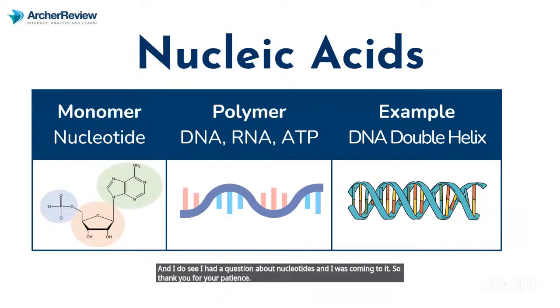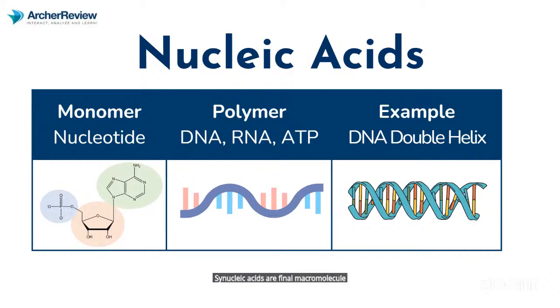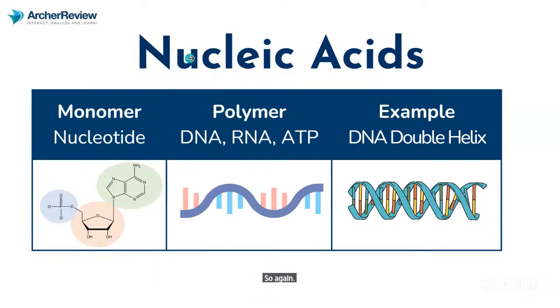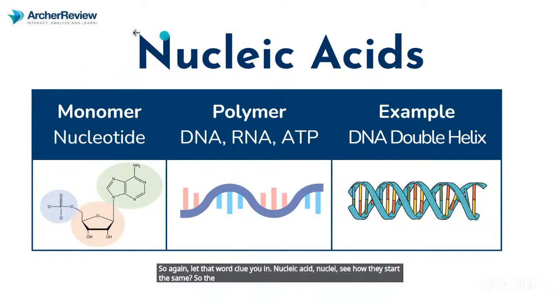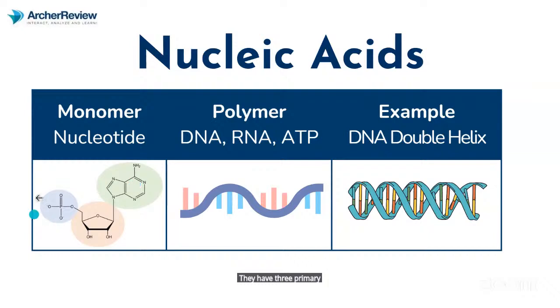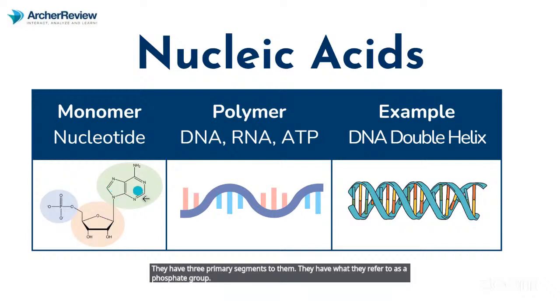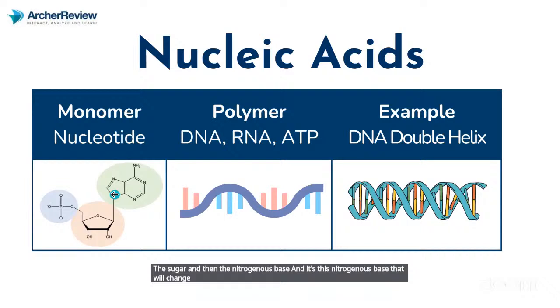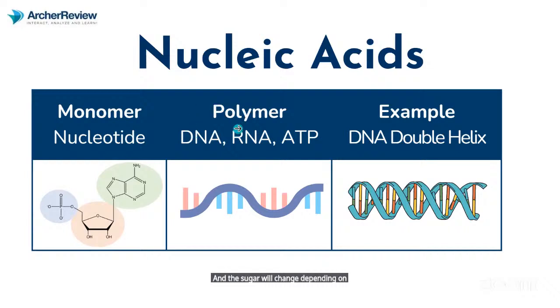So nucleic acids are the final macromolecule that we want to talk about. Their monomer is a nucleotide. So again, let that word clue you in. Nucleic acid, nuclei. See how they start the same? So the monomer for nucleic acids is nucleotide. They have three primary segments: a phosphate group, the sugar, and then the nitrogenous base. And it's this nitrogenous base that will change to change the nucleotide. And the sugar will change depending on if it's DNA or RNA.